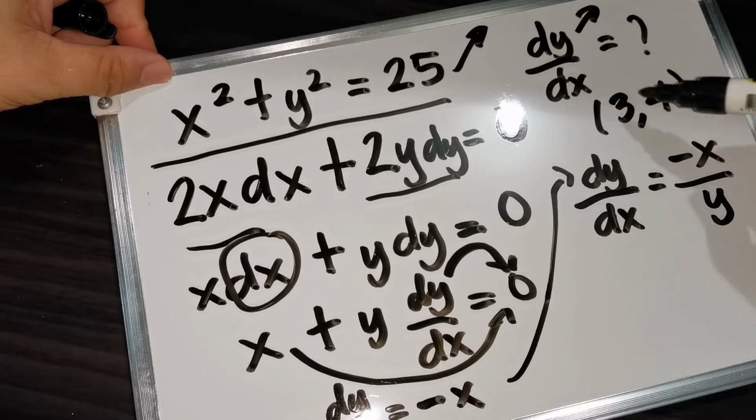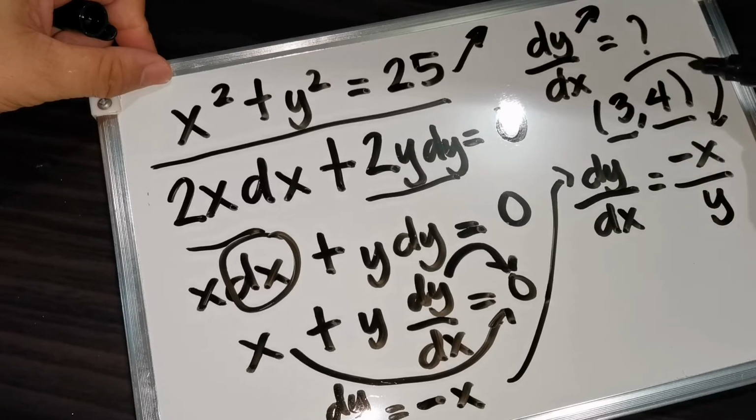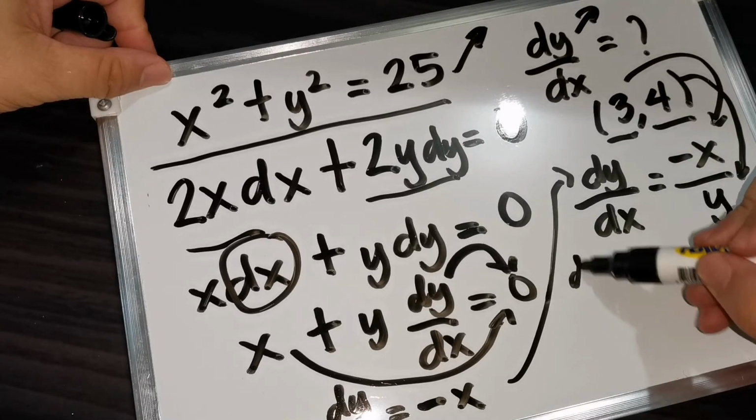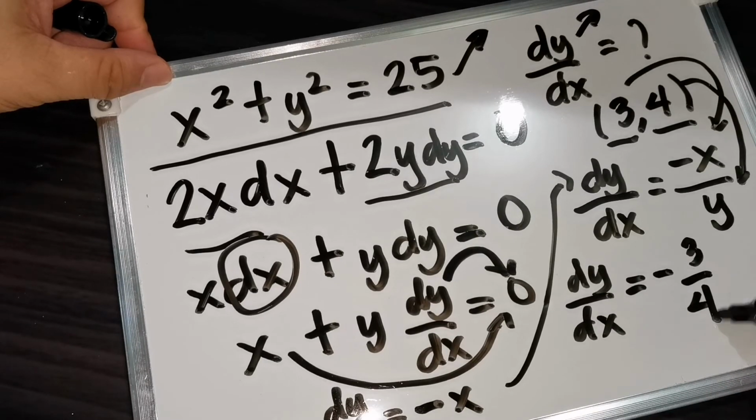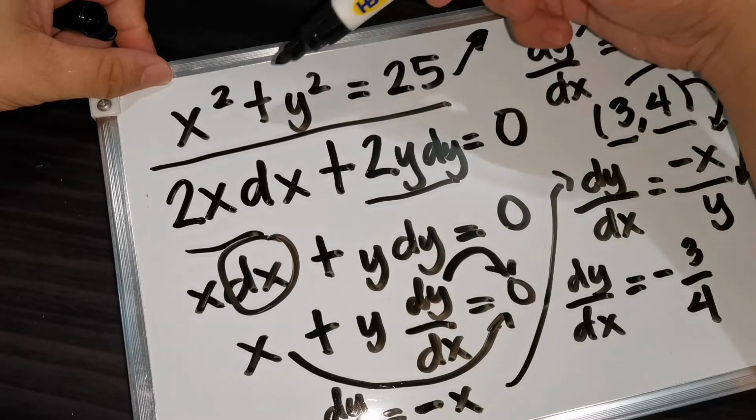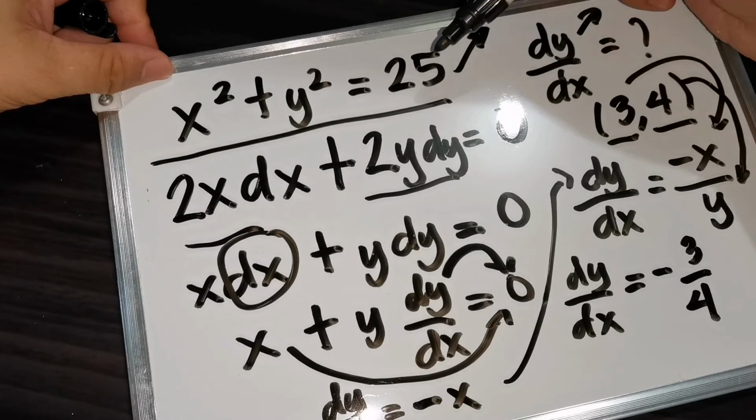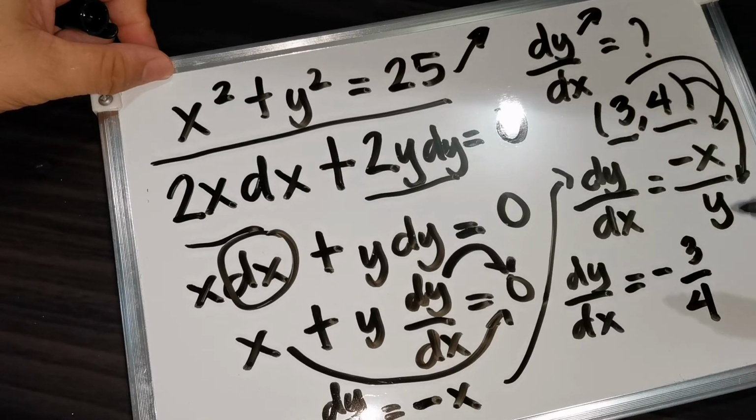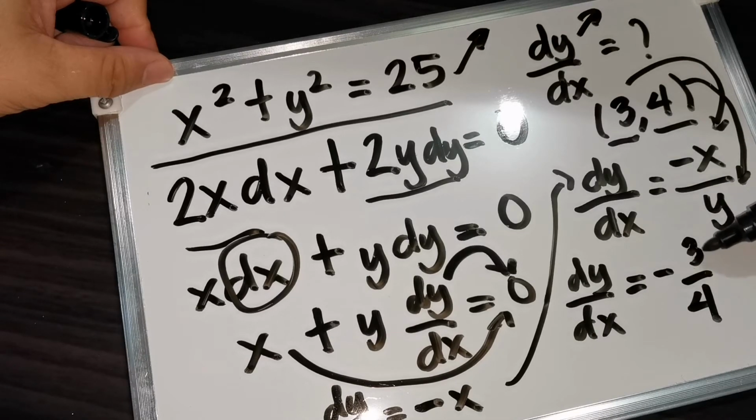Now, there is a given value of x and y here, so we just substitute this 3 for x, then 4 for y. Therefore, dy over dx is now equal to negative 3 over 4. So with the given equation x squared plus y squared is equal to 25, which is an equation of a circle, if we're asked to find the value of dy over dx with the given x and y coordinates of a point, that will be negative 3 over 4.